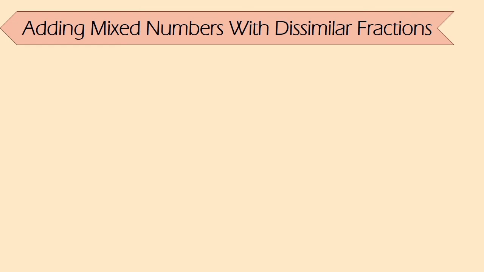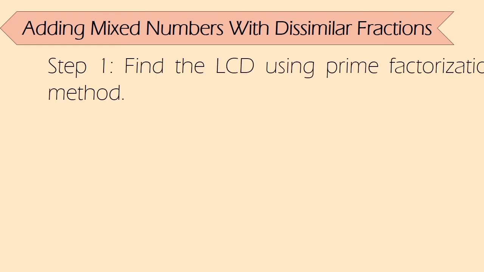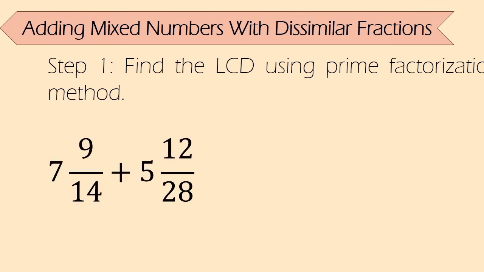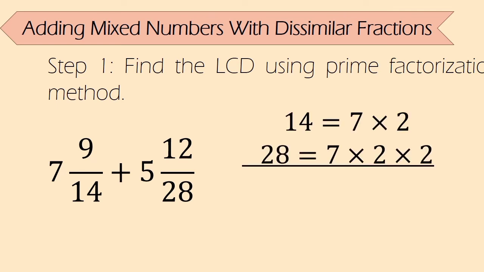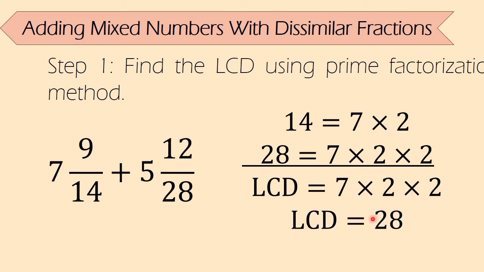Let's proceed to adding mixed numbers with dissimilar fractions. Step 1. Find the LCD using the prime factorization method. So our example is 7 and 9/14 plus 5 and 12/28. So we are going to find the LCD of 14 and 28. The prime factors of 14 are 7 times 2, and the prime factors of 28 are 7 times 2 times 2. And then the LCD is 7 times 2 times 2. So the LCD is equal to 28.